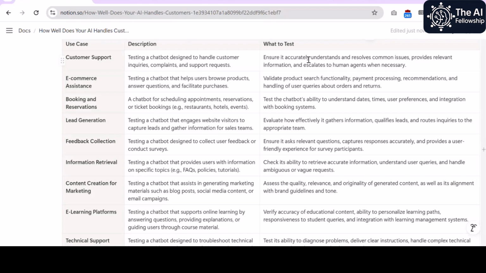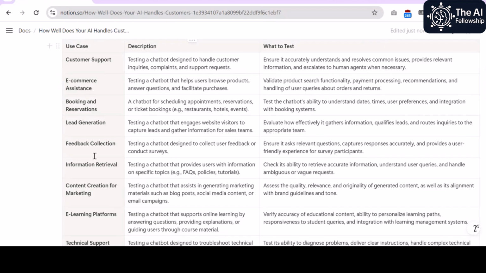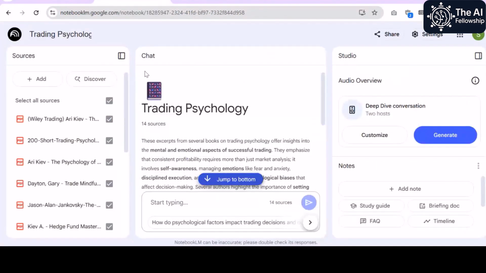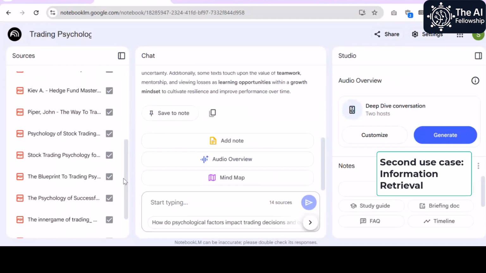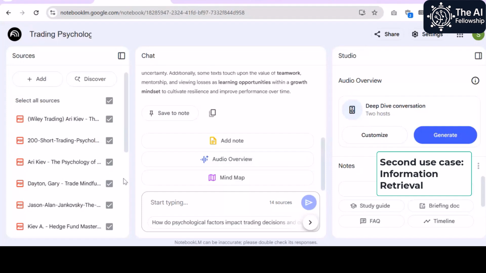Okay, so cool. Let us start with information retrieval, because that is primarily what everyone works on. I'll share two examples. One is here, I'm sharing a NotebookLM we all love. I was studying trading psychology, so I uploaded all my favorite books on trading psychology here.